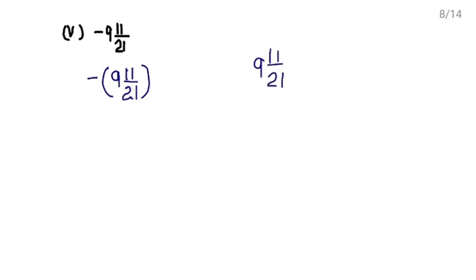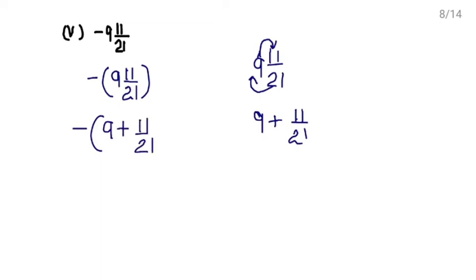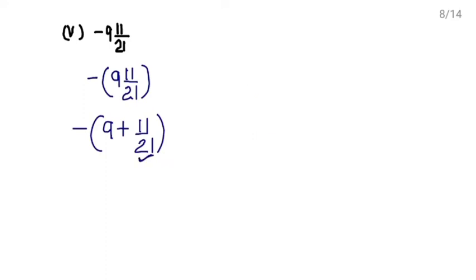आपके पास 2 मेथड हैं. या तो आप इसको क्या करो, मिक्स फ्रैक्शन है, इसको इम्प्रॉपर में चेंज करो, 9 को 21 से मल्टीप्लाई करके देन 11 ऐड करके तब उसको डिवाइड करो. या फिर 9 whole 11 upon 21 इज ऑल्सो इक्वल्स टू 9 प्लस 11 upon 21. दोनों सेम ही है. राइट? तो हम 9 whole 11 upon 21 को और कैसे लिख सकते हैं, 9 plus 11 upon 21. इससे क्या होगी, कैलकुलेशन रिड्यूस हो जाएगी. नाउ यू विल सॉल्व दिस पार्ट.